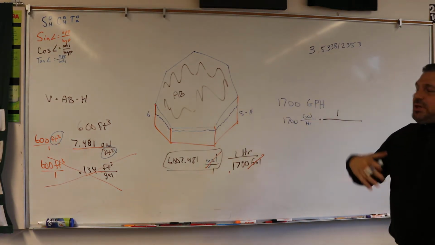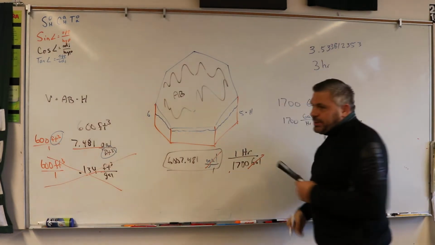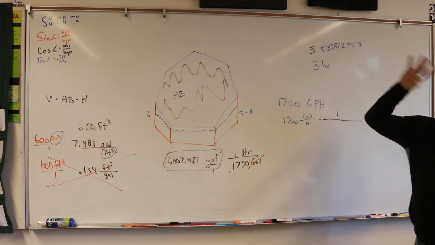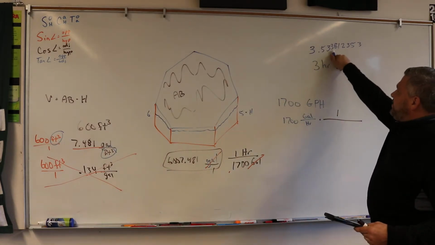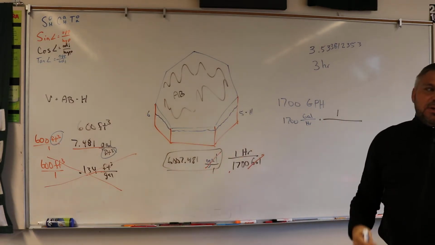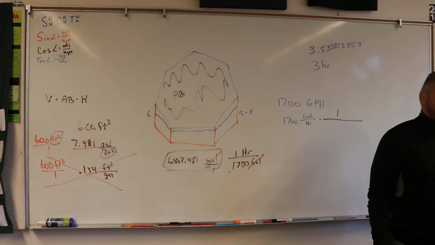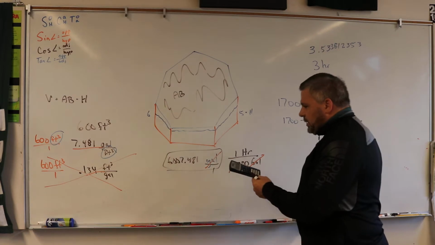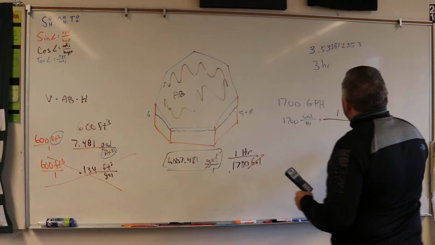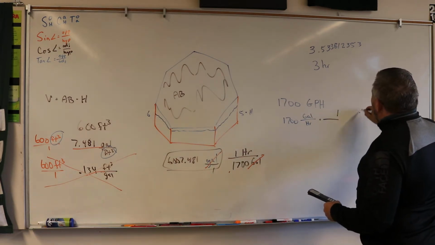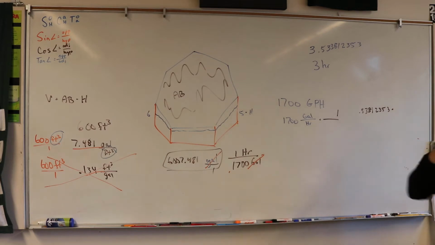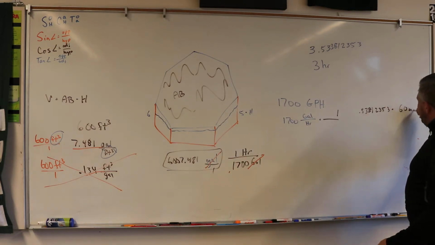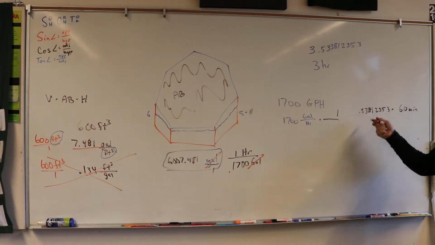Alright, so why am I putting all of these numbers out here? Because it's 3 hours, right? And 0.5 minutes. You see what I'm saying? 0.5338123 minutes. So how many minutes are in an hour? 60. That's right. So I'm going to take that 0.5381235 and multiply it by 60 minutes.